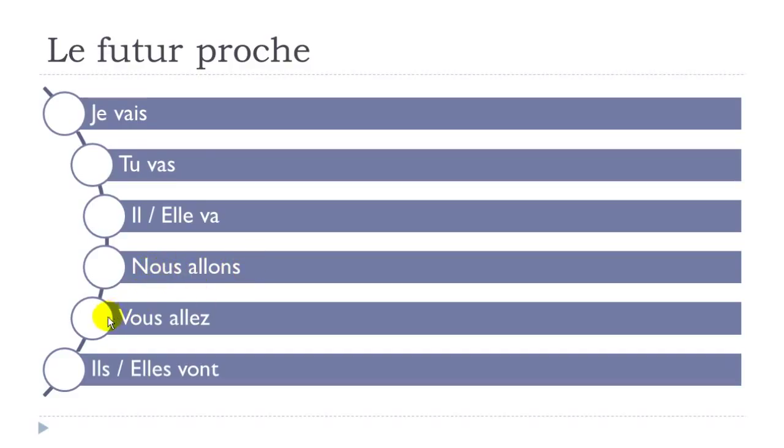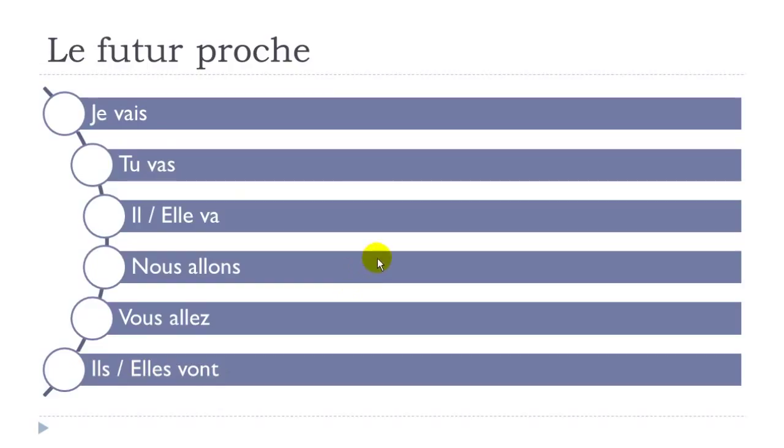Okay? Then, vous allez. Remember, EZ at the end here will give you this E sound. Okay? Allez. And then, as previously, this little link between the two, liaison, vous allez. Right? Then, ils vont. Final T not pronounced, and then ON together, on vont. Okay? Ils vont, elles vont. Alright, so one more time. Je vais, tu vas, il va, elle va, nous allons, vous allez, ils vont, elles vont.